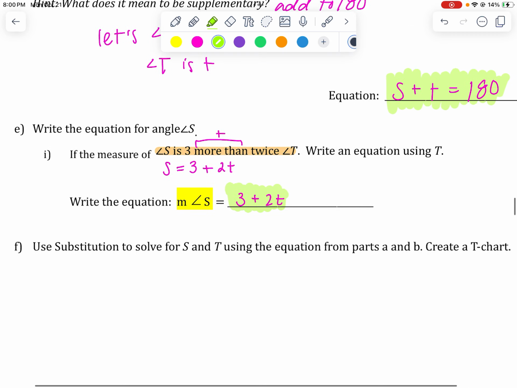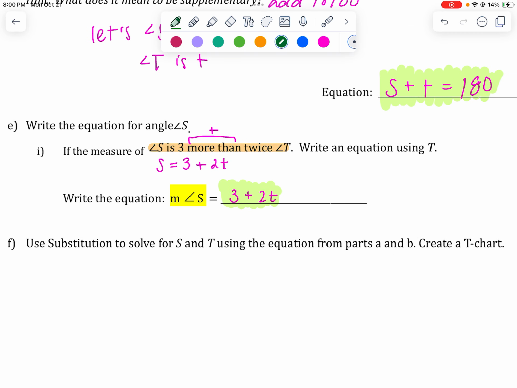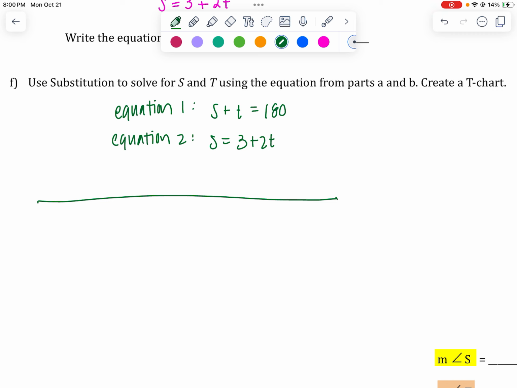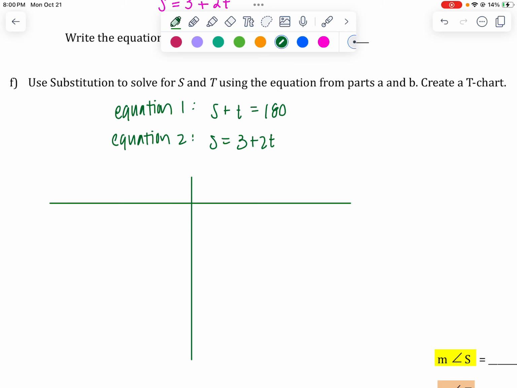Okay, so we got my 2 equations. My first one, I could say equation number 1. That's S plus T is equal to 180. And then I have my equation number 2, and this is S is equal to 3 plus 2T. So let's go ahead and create my T-chart. All right, so my first equation is S plus T is equal to 180. My second equation, we have S is equal to 3 plus 2T.